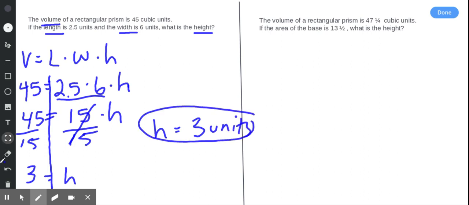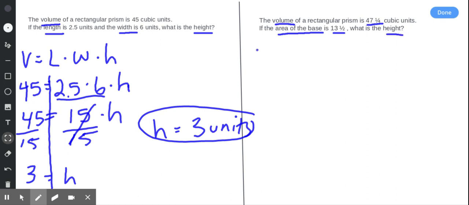So that was using that first formula, volume equals length times width times height. My second example says the volume of a rectangular prism is 47 1/4 cubic inches. So they gave me my volume. The area of the base is 13.5. I'm looking at the information they're giving me: the area of the base and the volume. They want to know what the height is.